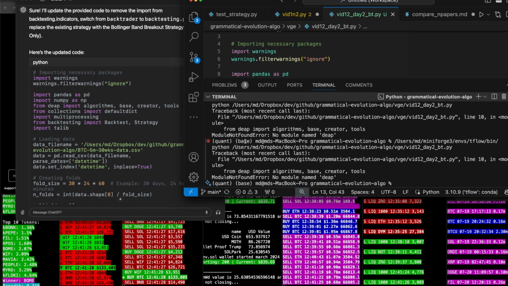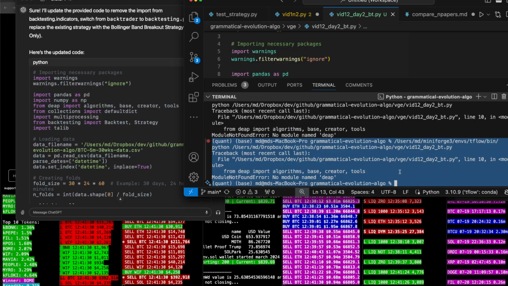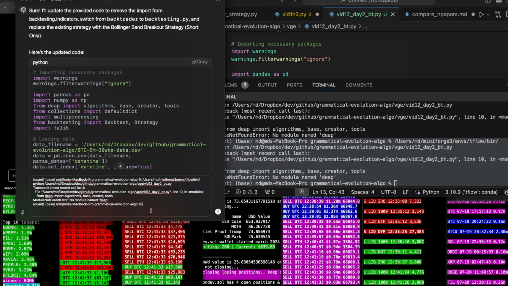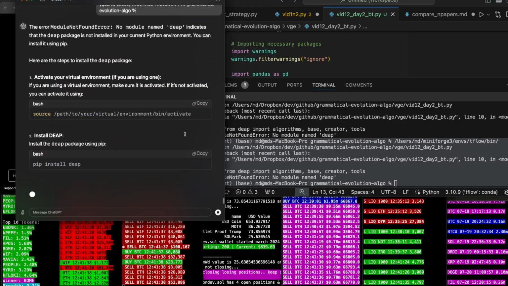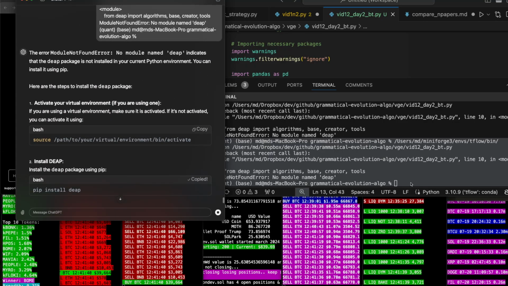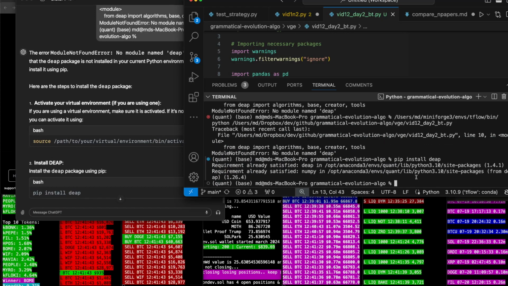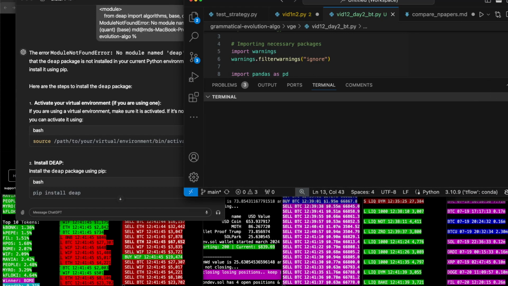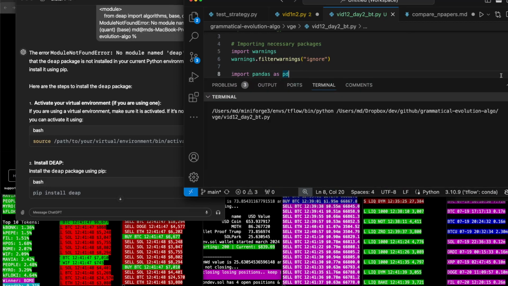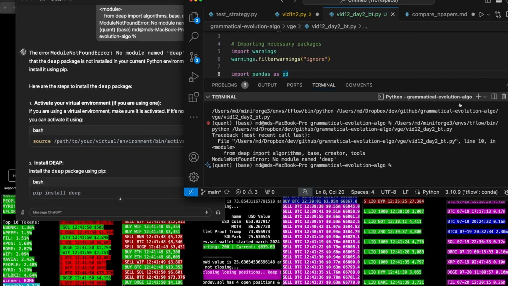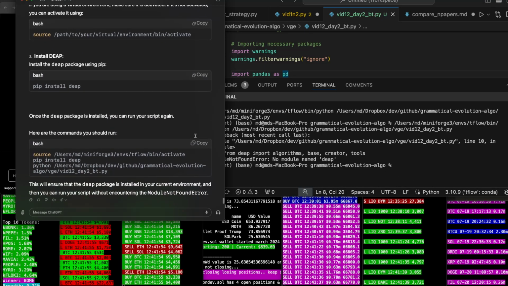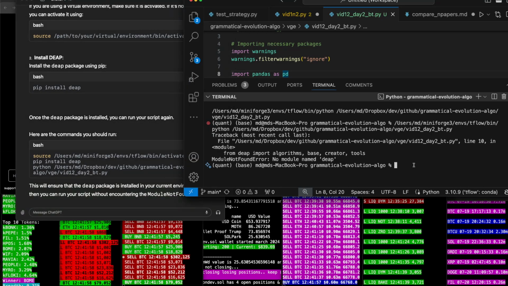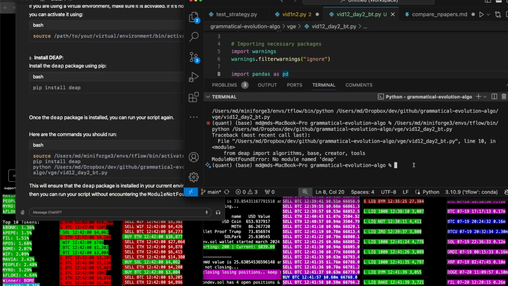I thought it was named differently, but let's just throw it in there. Get the pip install from here because I don't want to go to Google. Who uses Google anymore? I don't. Pip install deep. See, it's already installed. Oh, that's why. Conda deactivate.